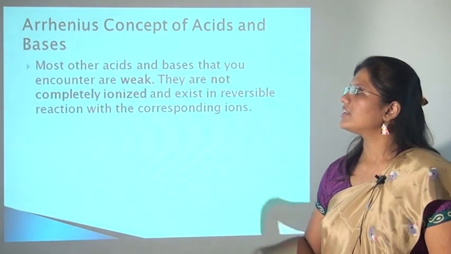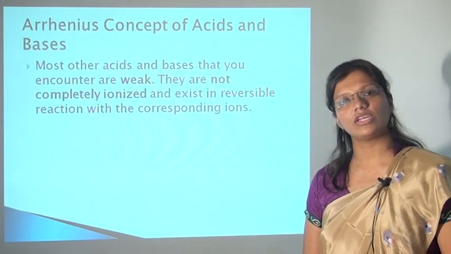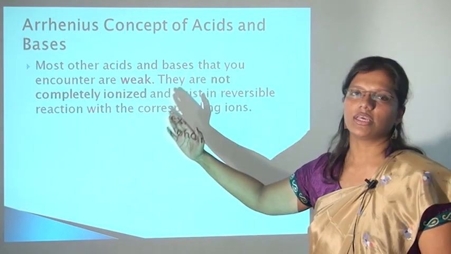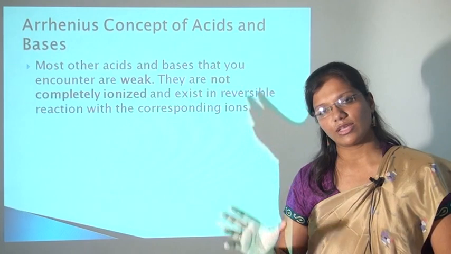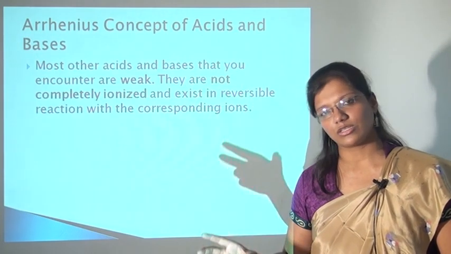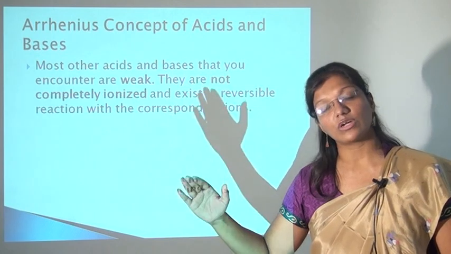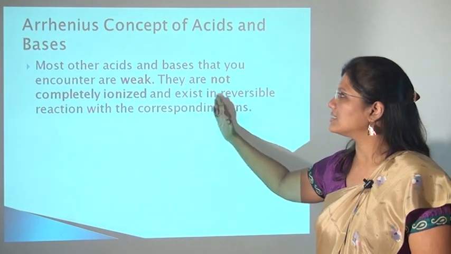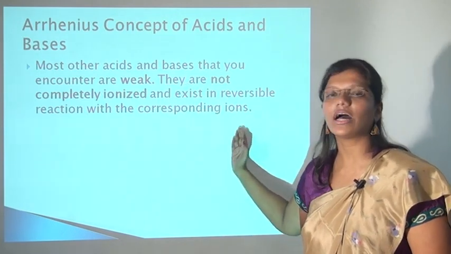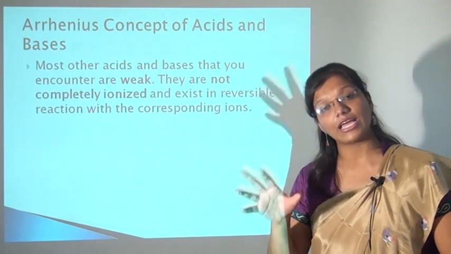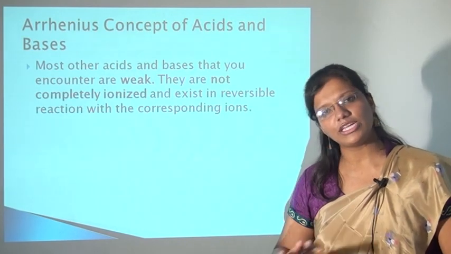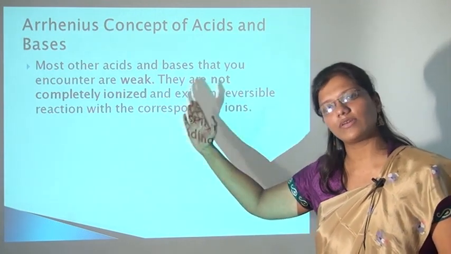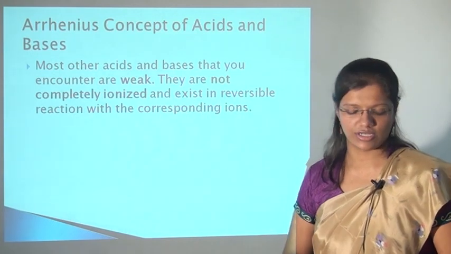Now the next definition which is given is weak. The definition of weak: most other acids and bases that you encounter are weak. Along with all these, as you know what the strong acids and strong bases are, other acids and bases are almost all weak. They are not completely ionized and exist in a reversible reaction with the corresponding ions. Here they don't ionize in every way, they are not completely ionized and remain as they are. They can participate in the reversible reaction.